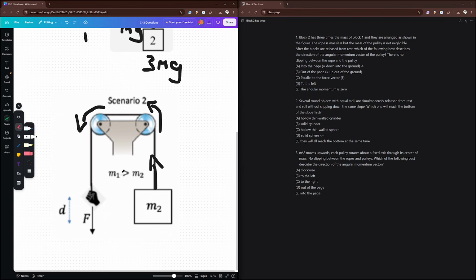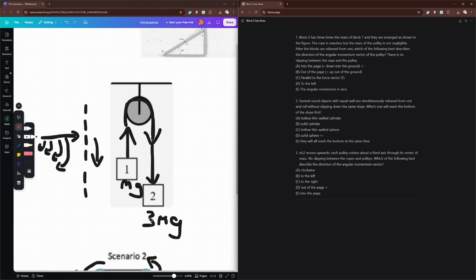So again, do your right hand rule, curl your fingers in the direction of the rotation and see where your thumb's pointing. Your thumb should be pointing at you if you've done it right. And that gives you option D, out of the page, right? So that is how you would do those multiple choice questions.